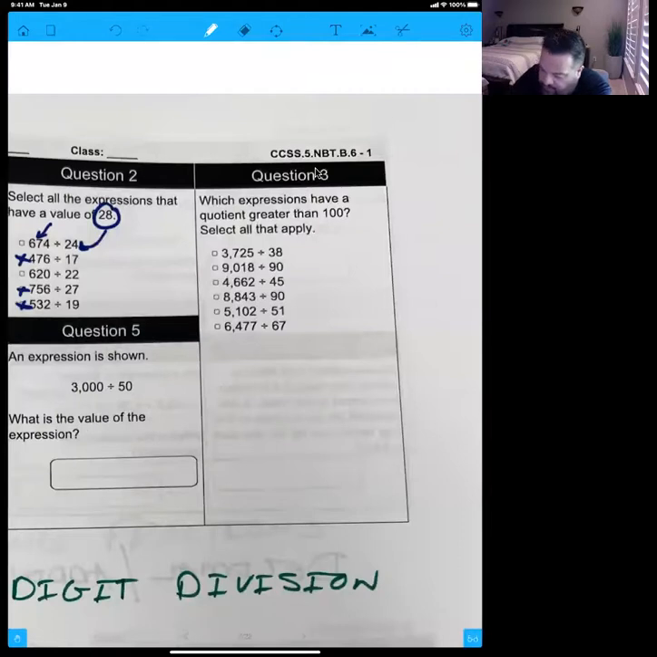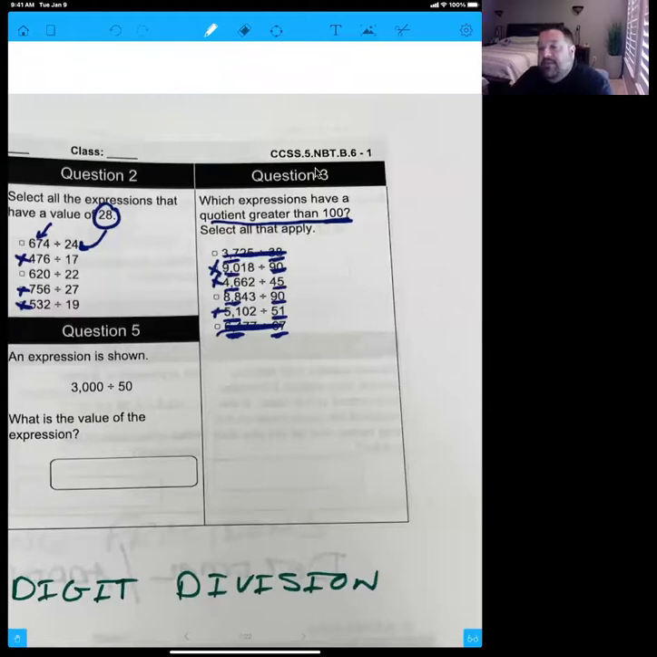Number 3, you should have gotten this one, and this one. And this says a quotient, which is your answer, greater than 100. So you just got to look. This 67 only goes into this 64. That doesn't go in one full time, so that can't be it. This 51 goes into this 51, so that would be it. 90 does not go into 88. 45 goes into 46 one full time. 90 goes into 90 one full time, and 38 does not go into 37.